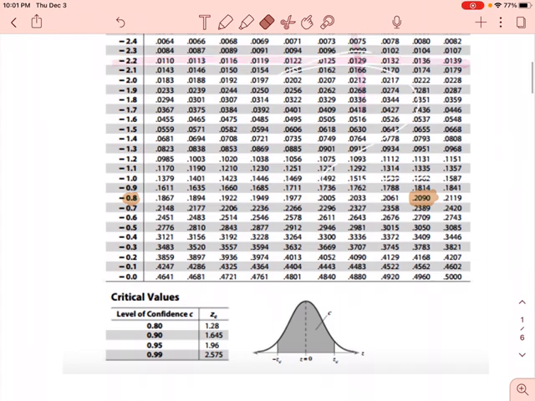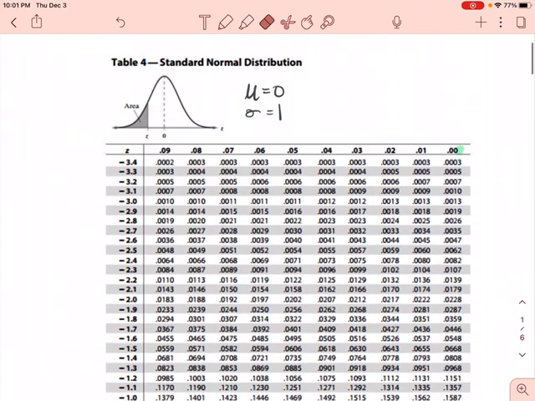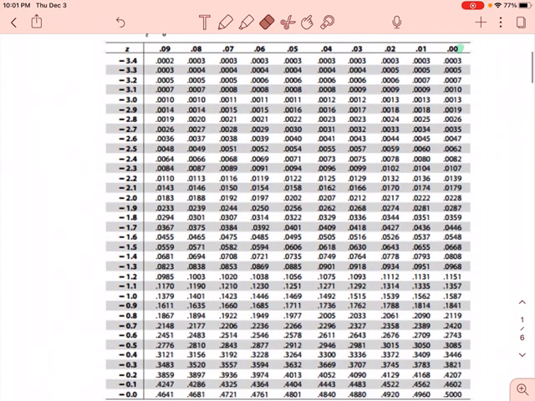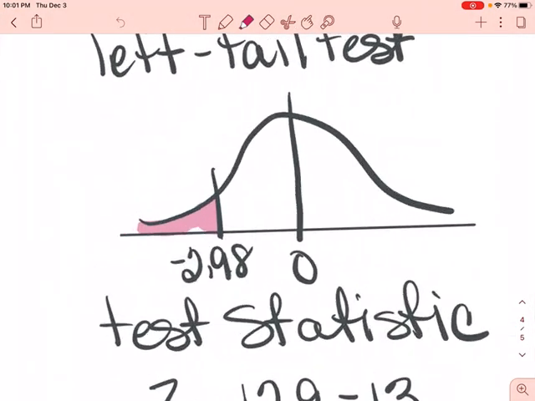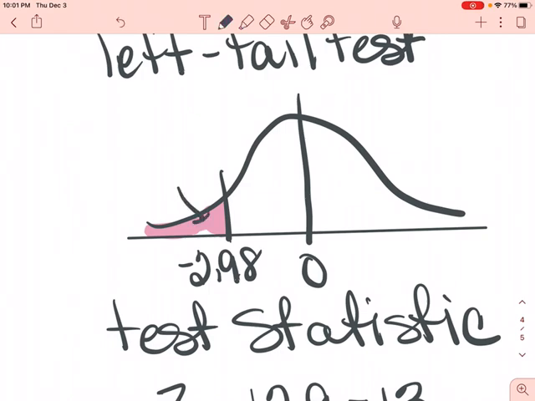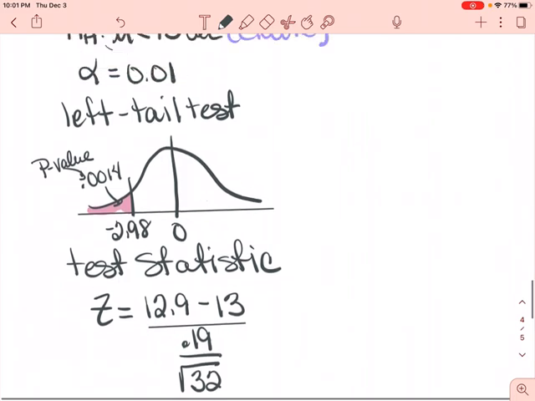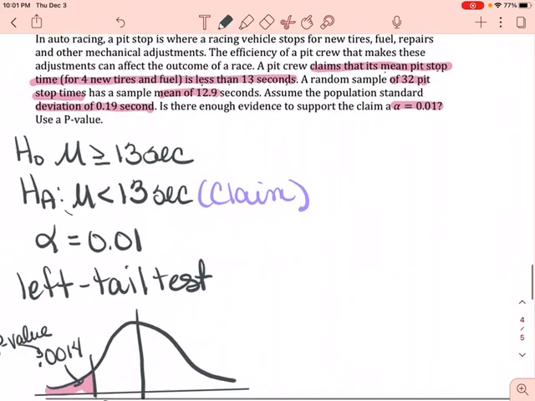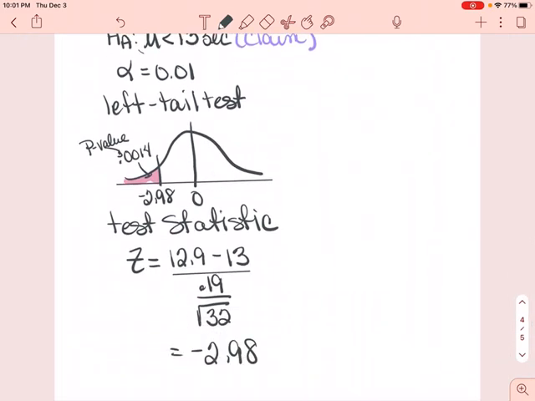Okay, so negative 2.98, negative 2.9, and 8, 0.0014. Okay, that's your p-value. Okay, all right, so we're ready for our test. Let's make sure we have everything. Test statistic, p-value, draw our picture, left tail test.